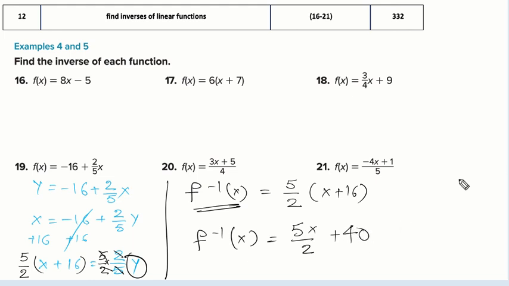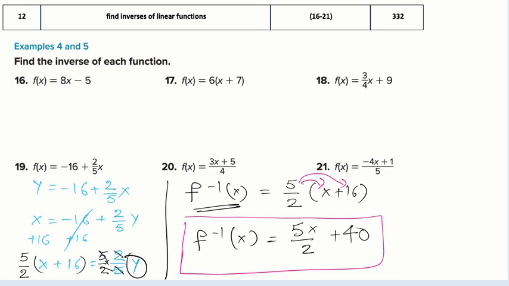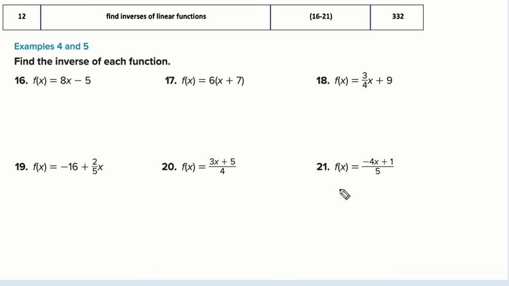And if you cannot do it, just put this in the calculator. Okay, 5 over 2 multiplied by 16. Put this in the calculator, you will get your answer. That's it. Next question, question number 21.